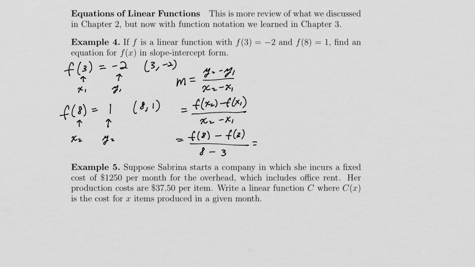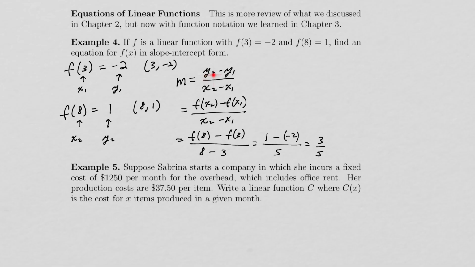Right, and we know f of 8 is 1, f of 3 is negative 2, and then 8 minus 3 is 5. So it looks like this is going to be 3/5. Okay, all these different notations, they all mean the same thing, right?